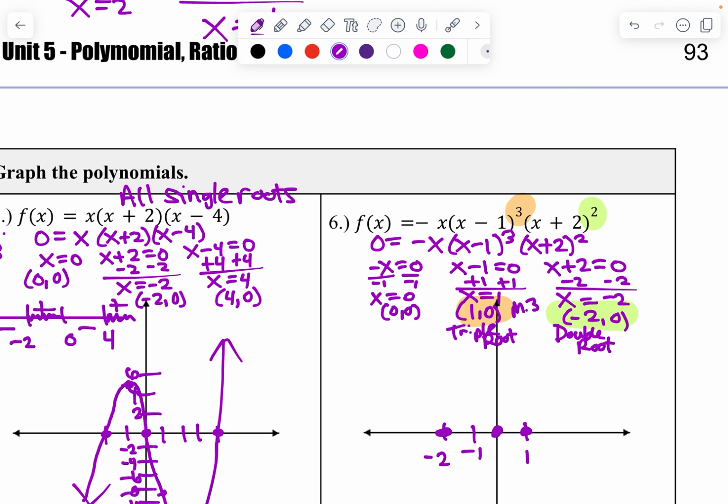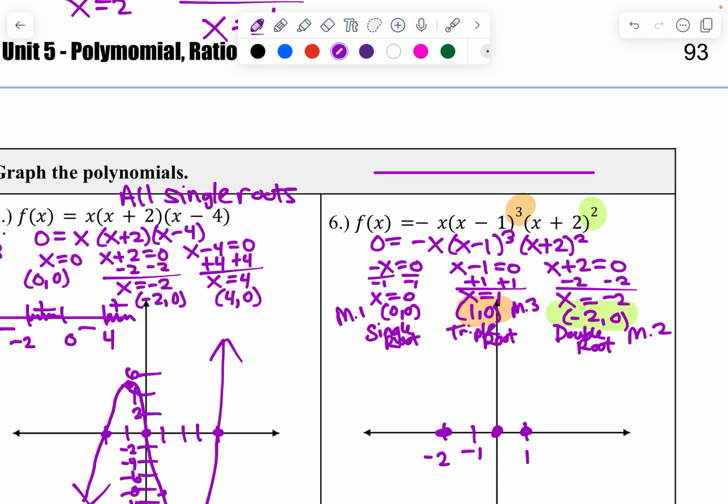So at a double root, we're going to bounce. We're not going to pass through the x-axis and change signs. Whatever the outputs were before it, if they were positive before it, they're going to be positive after it. If they were negative before it, they'll be negative after it. At the triple root, it's going to pass through, and same at 0, which is a single root. For those two, it's going to pass through and change signs.